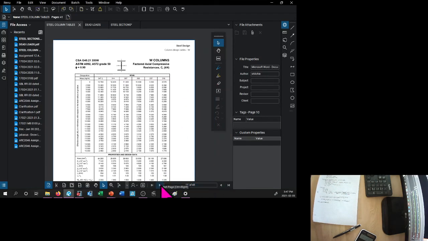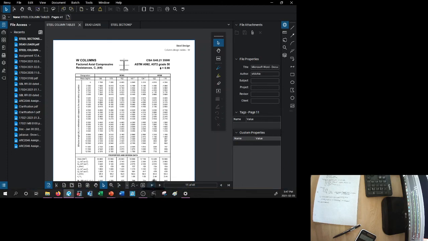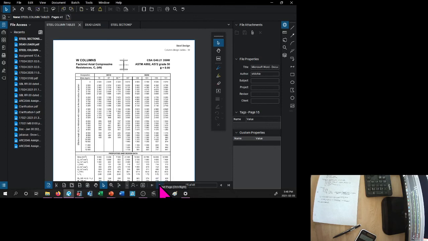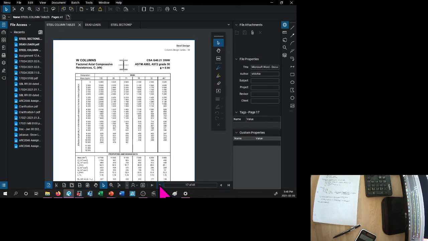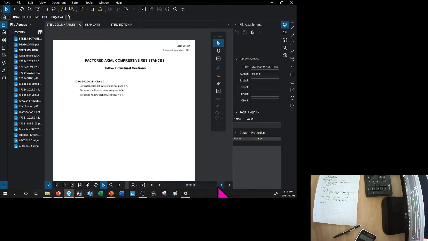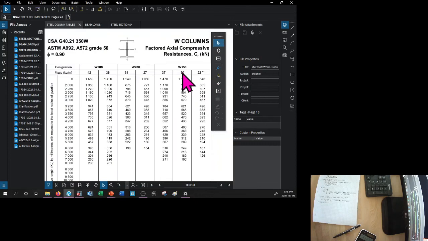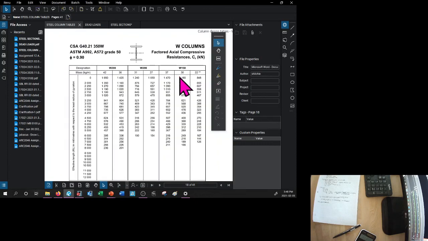So that's a W360. Oh, that's not where my button is. Oh, look, there we were. W150 by 30. So that's what they asked us to check. And we have a column that's 4 meters tall. Look at that. CR equals 476 kilonewtons. So we calculated that right. Looks like we know what we're doing.